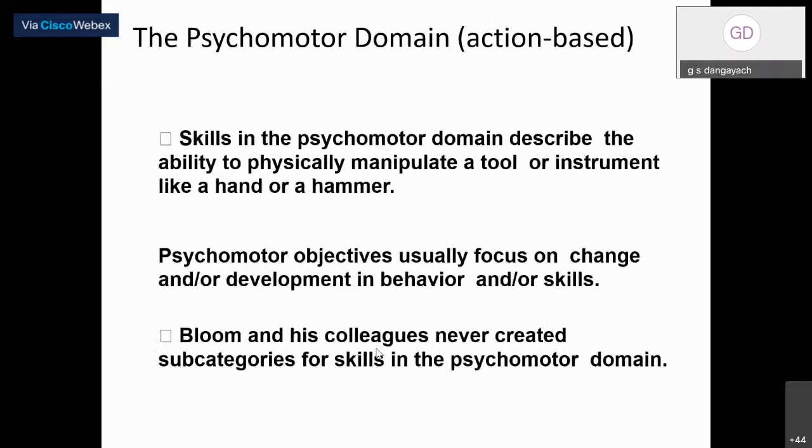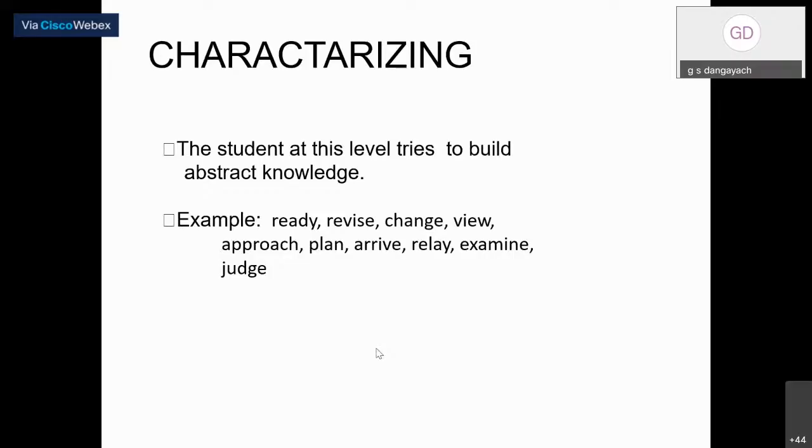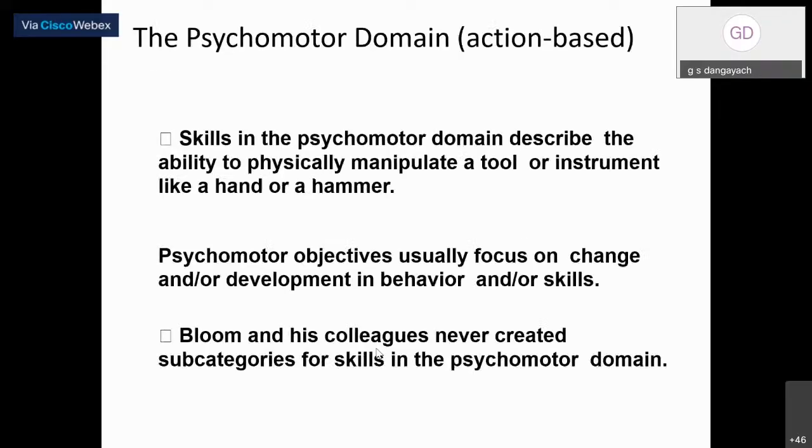Characterizing is the highest level of this affective domain. The student at this level tries to build abstract knowledge. Examples: revise, change, view, approach, plan, examine, and judge.